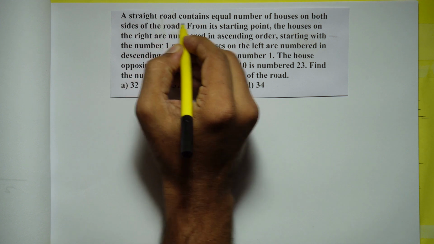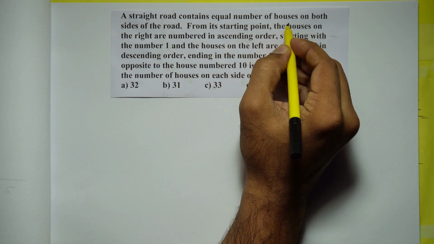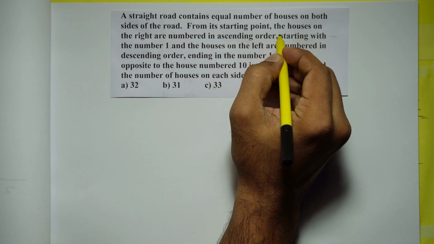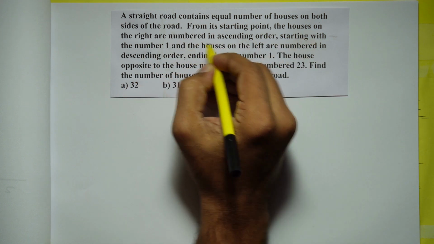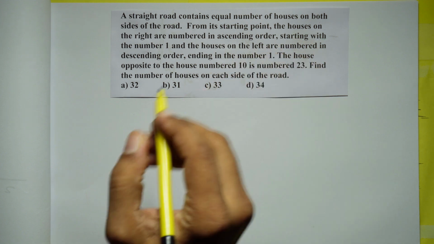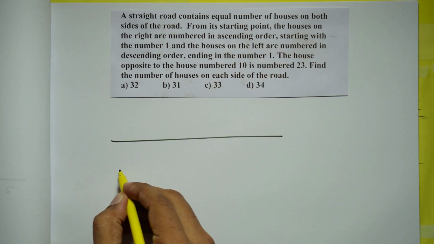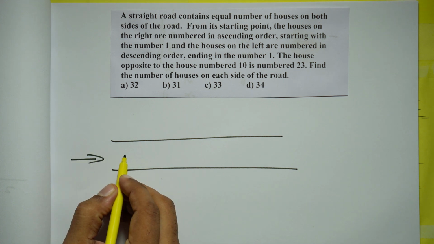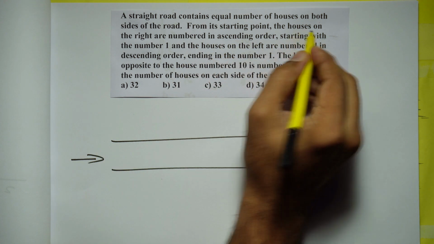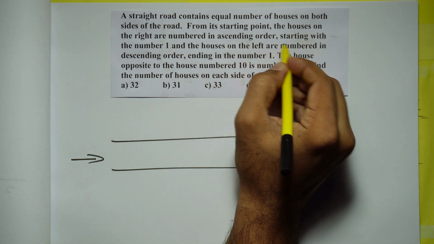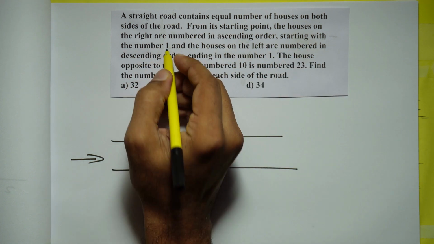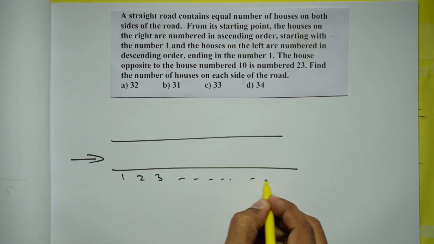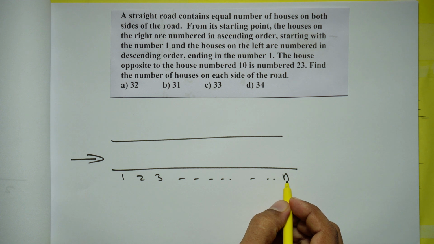A straight road contains equal number of houses on both sides of the road. From its starting point, the houses on the right are numbered in ascending order. So assume that the road is like this and the person enters the road like this. Now the houses on the right are numbered in ascending order, starting with the number 1. So you have 1, 2, 3 like this, and we will assume that altogether n houses are there.